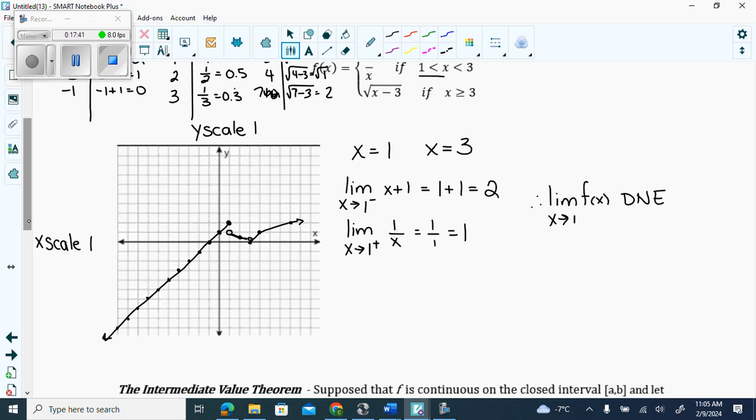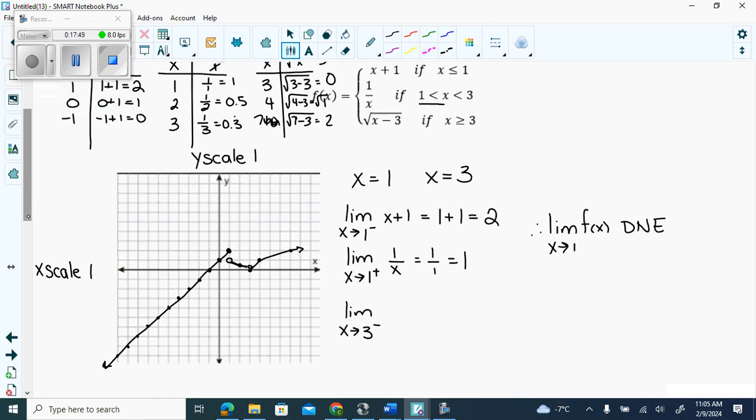All right, what about 3? The limit as x approaches 3 from the left. Which equation is 3 from the left? Middle or bottom? Middle, because it has to be less than 3, correct? And the less than 3 equation matches with 1 over x. So I get 1 over 3, and it equals a third.